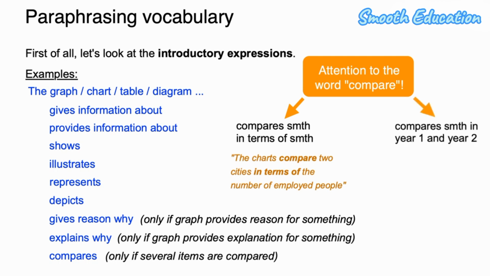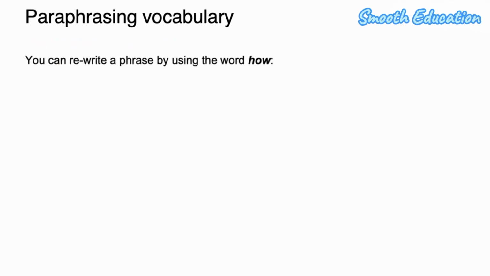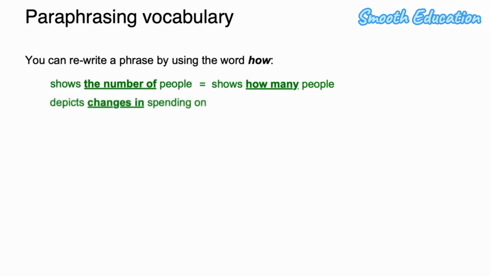Or you can say, compare something in year 1 and year 2. For example, the graph compares the population in 2000 and 2013. Now let's look at more paraphrasing techniques. You can rewrite a phrase by using the word how. For example, shows the number of people is equal to shows how many people, or depicts changes in spending on is equivalent to depicts how much changed spending on.